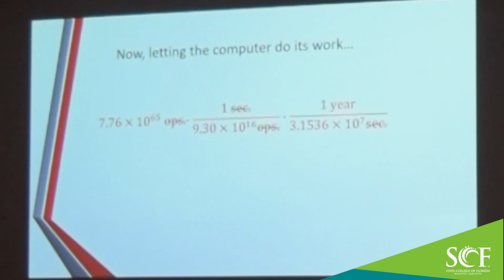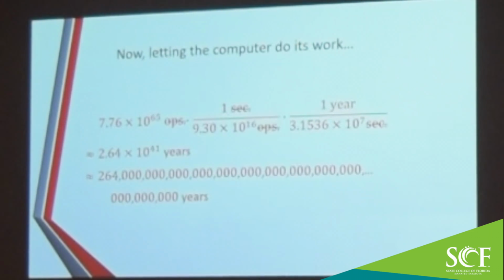Just to give you a hint, I threw in there that 1 year has a lot of seconds in it. That's 2.64 times 10 to the 41st years. Now let's look at that number written out. My slide didn't hold all the zeros. Does anybody want to say that number? Don't try. That one's a long one. That's 264 duodecillion years. That's our fastest computer.